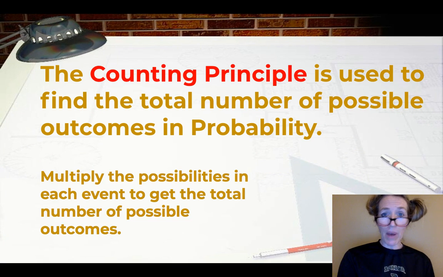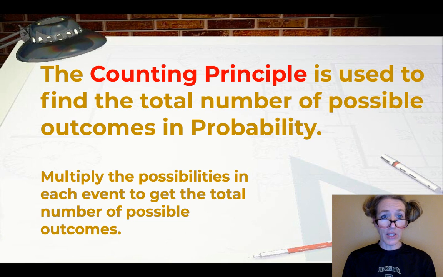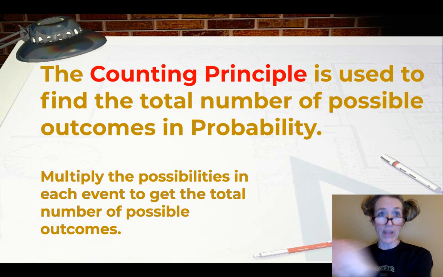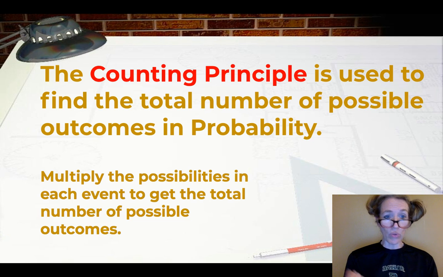So again, pause the video and please write in your math journal what the counting principle is. Go ahead and just put this definition in your notes. I'll read it now. The counting principle is used when you need to find the total number of possible outcomes. You do this, guys, by multiplying the possibilities of one event by the possibilities of the second event, and that's how you get the total number of possible outcomes.